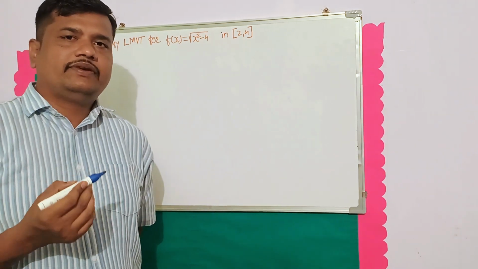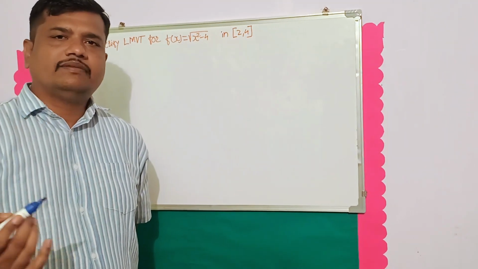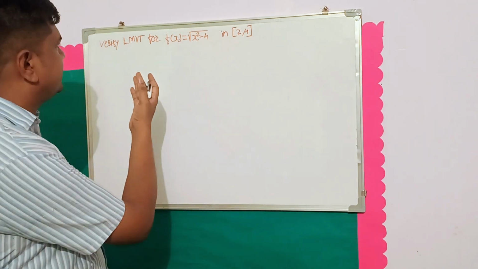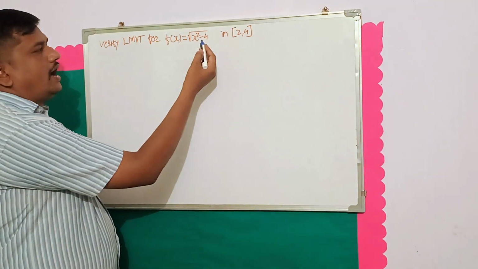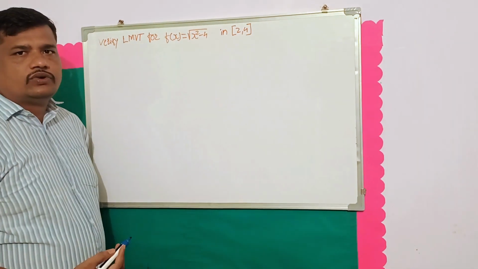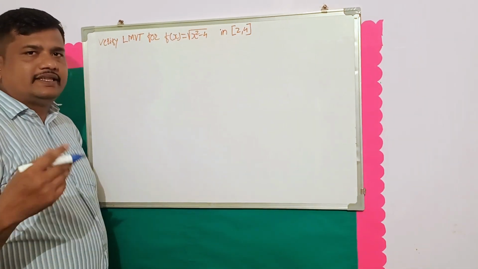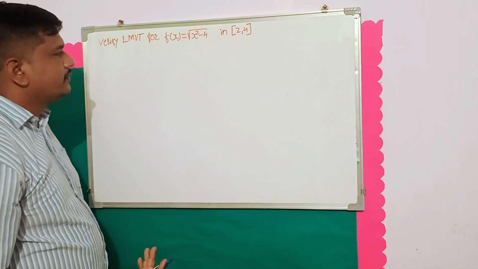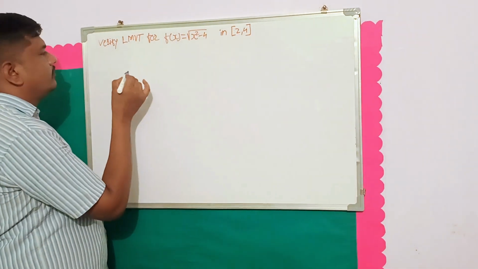The first type will be: verify Lagrange's mean value theorem for some function f of x as it is given here, and the domain is given like from 2 to 4 here. The second category we'll see in the latter part. So, let us see how to solve this kind of question.